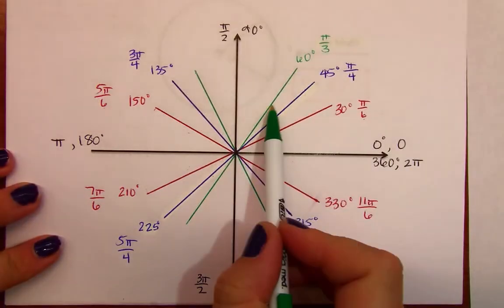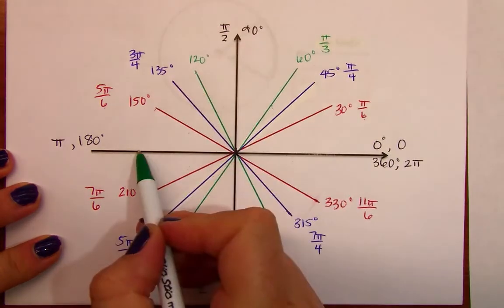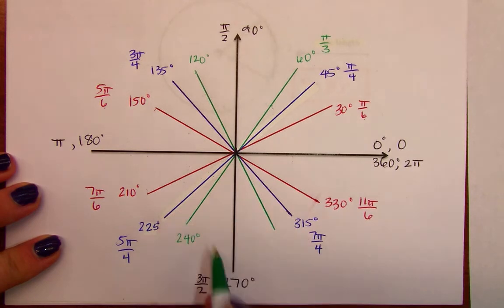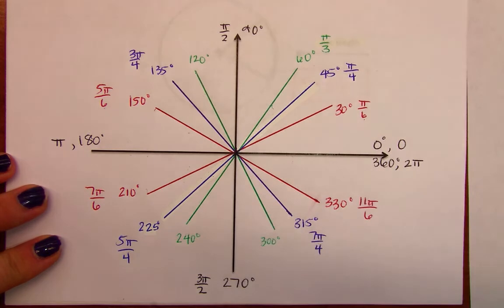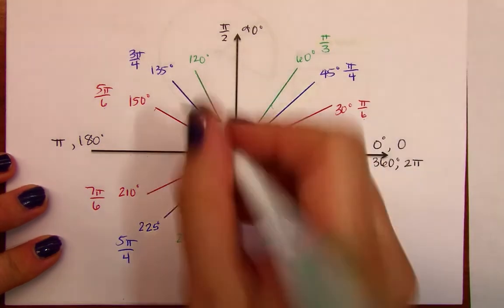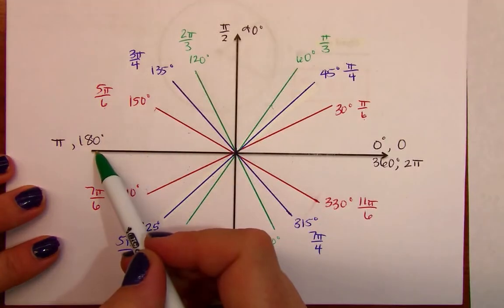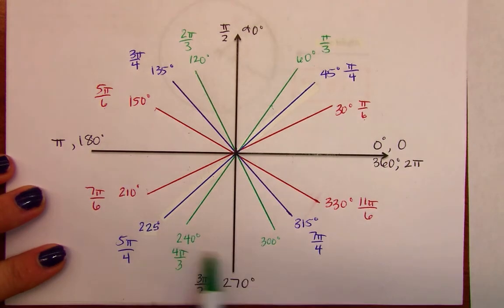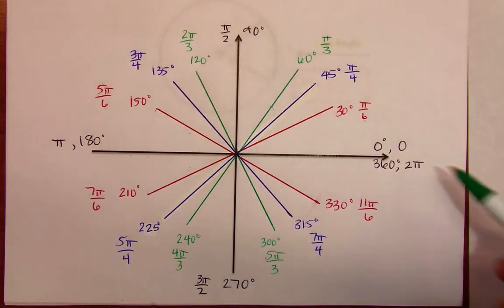So we have 60, another 60 puts us at 120, another 60 puts us at 180, another 60 puts us at 240, another 60 puts us at 300, and another 60 back at 360. So this would be pi over 3, plus another pi over 3 would be 2 pi over 3. Another pi over 3 would be 3 pi over 3, which is just pi. And then 4 pi over 3, 5 pi over 3, and 6 pi over 3, which gets us back at 2 pi.